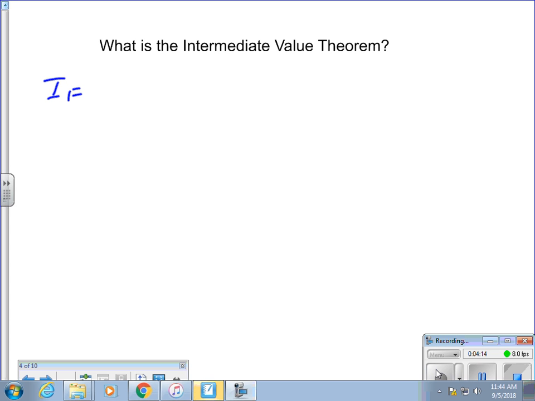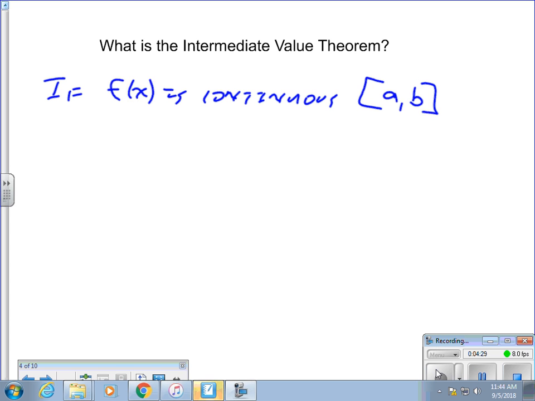If f of x is continuous on the closed interval from a to b. So first condition, it has to be a continuous function between two endpoints. Has to have endpoints. It's not continuous forever, but only in a particular range.